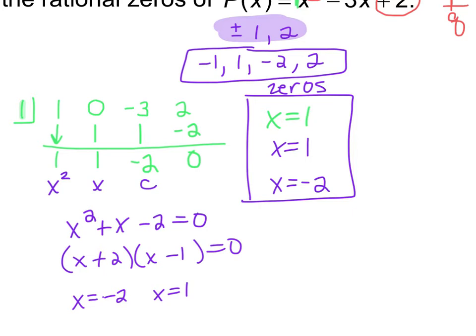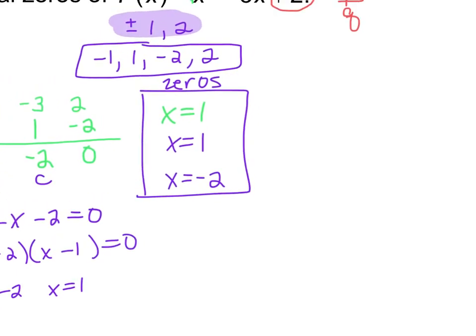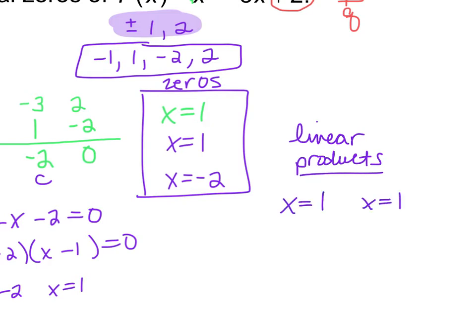multiplicity. All right, now I'm going to teach you a vocabulary term that you're going to have to know. You're going to have to answer this question on your quiz 2 different ways. You're going to have to tell me what the zeros are. And then you're going to have to tell me what the linear products are. Super easy, all right? The way you find out your linear products, write your zeros.